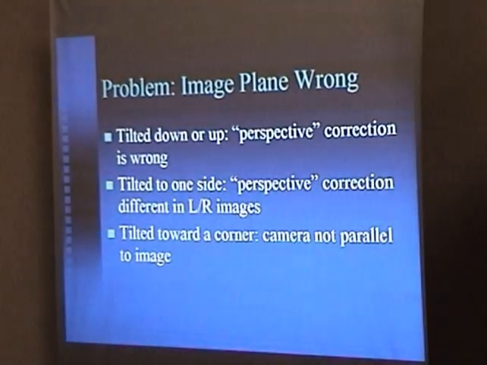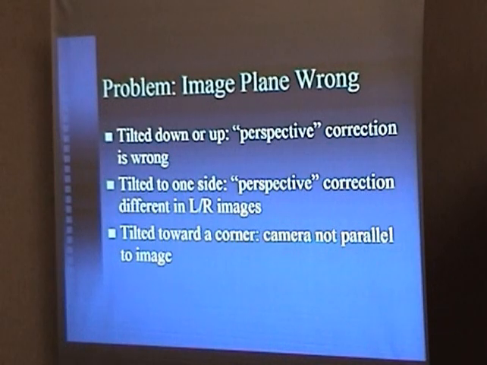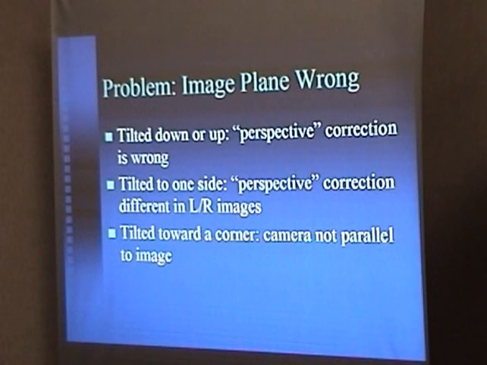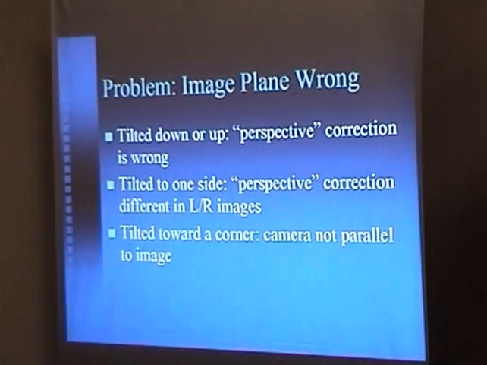If it's tilted to one side, the perspective correction, if it's tilted this way, you probably did it differently in the two images. You may have been off. One may be right, but the other one is off. That will produce a tilt like this. If it tilts toward a corner, you didn't have the camera parallel to the image when you shot it. So if you look at it and it kind of slopes off in any one of the corners, that's a really good sign you didn't have the camera parallel.